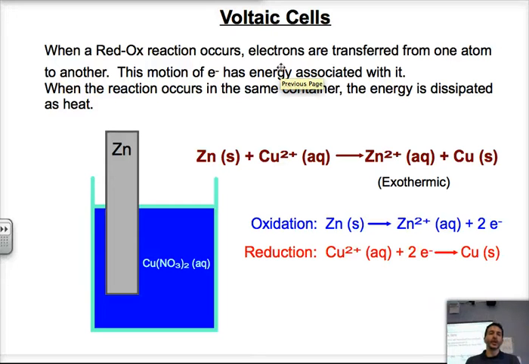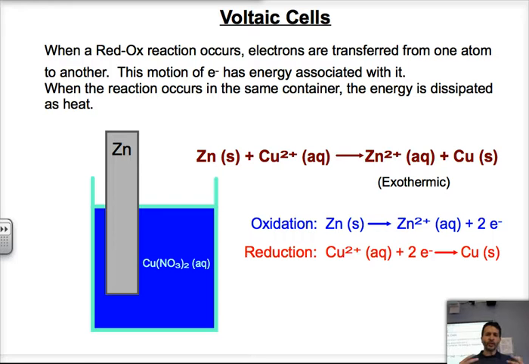Hi, welcome. Today we're going to talk about voltaic cells. Now, we've been talking about oxidation reduction up to now, and just to remind you, oxidation is the loss of electrons by a species and reduction is the gain of electrons.